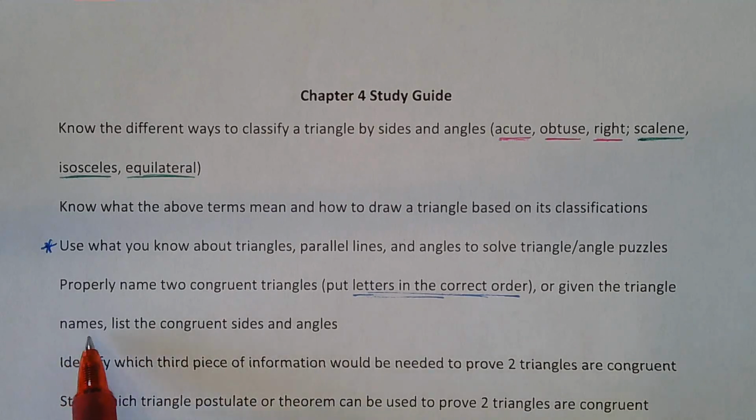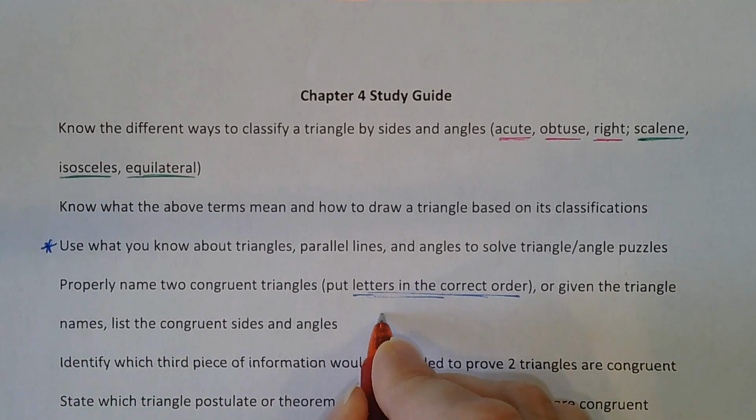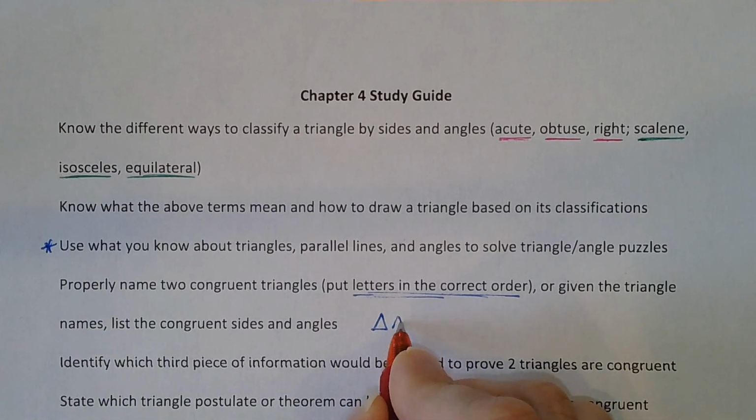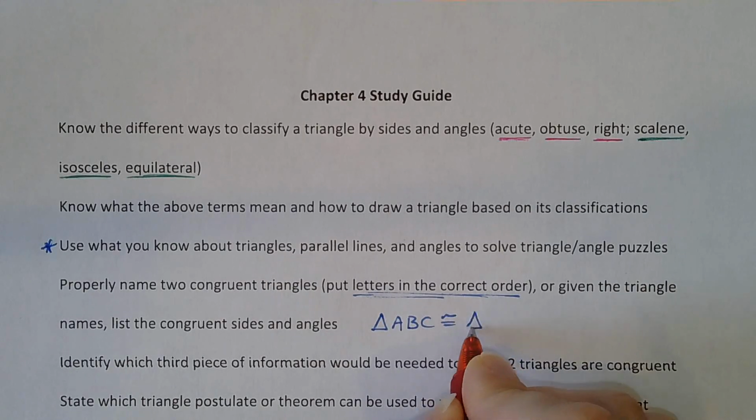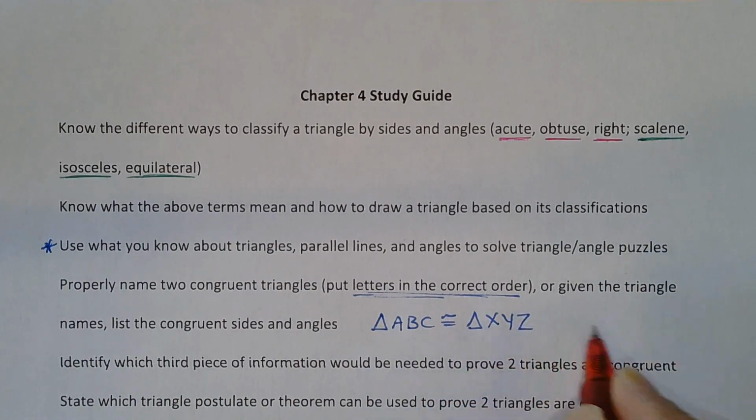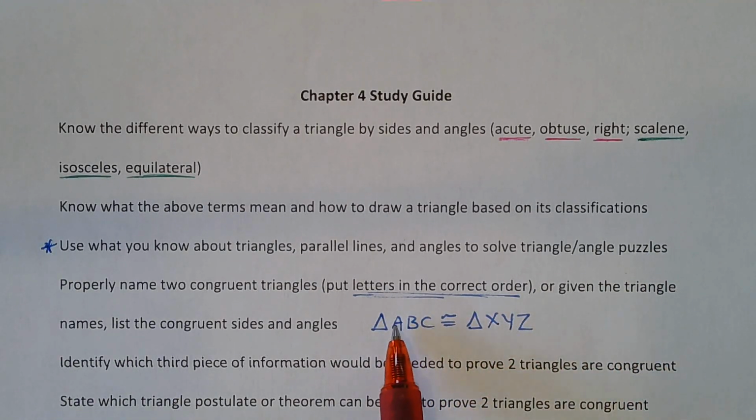Or given the triangle names, list the congruent sides and angles. So the thing here is when we've got two triangles, let's say triangle ABC is congruent to triangle XYZ, we need to be able to match these up and to understand that if it's written in this way, angle A is congruent to angle X, angle B is congruent to angle Y, angle C is congruent to angle Z. And we should also be able to pick out sides this way.